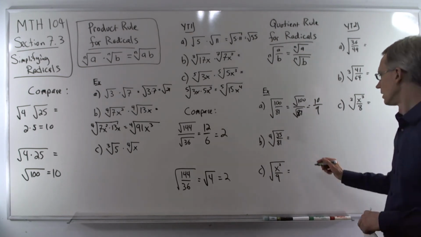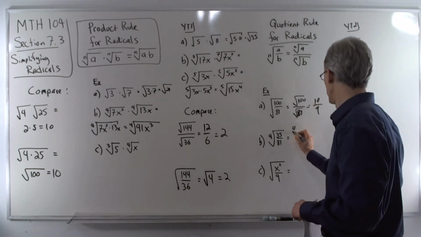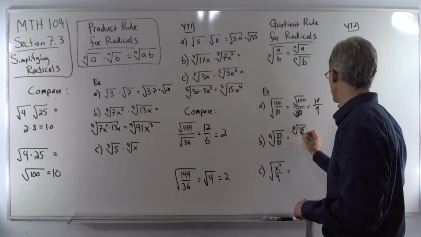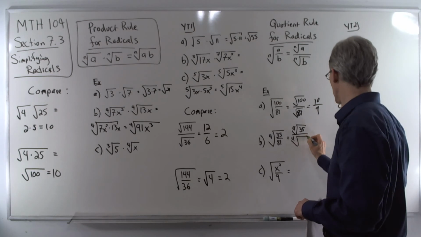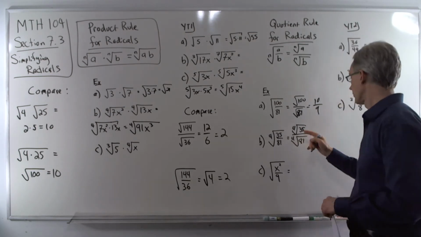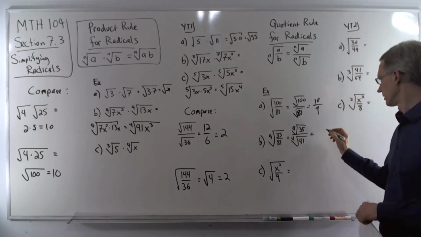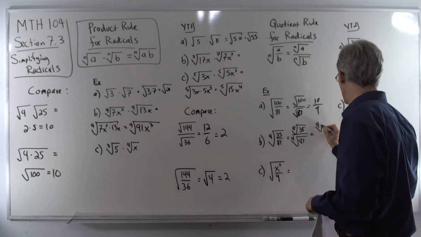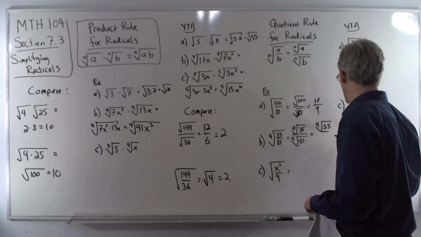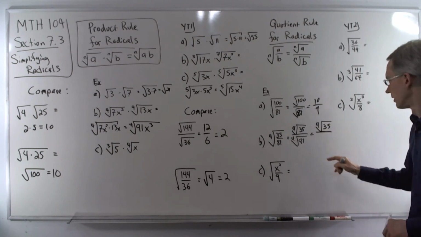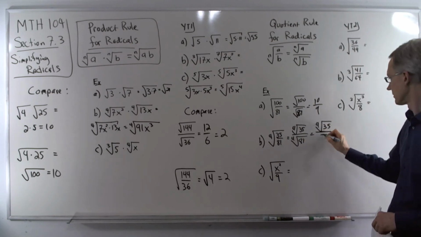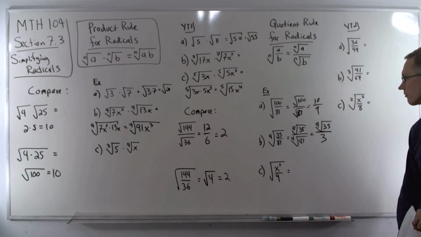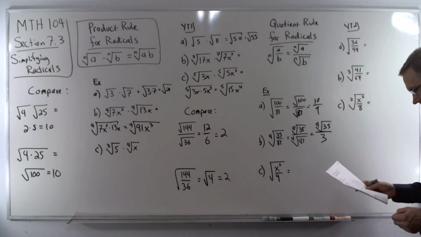B. We're going to split this up. We get the fourth root of 35 over the fourth root of 81. Now the fourth root of 35 cannot be simplified, so we're going to leave that in the numerator. And then in the denominator, we got the fourth root of 81, which we can simplify down to 3. So fourth root of 35 over 3.